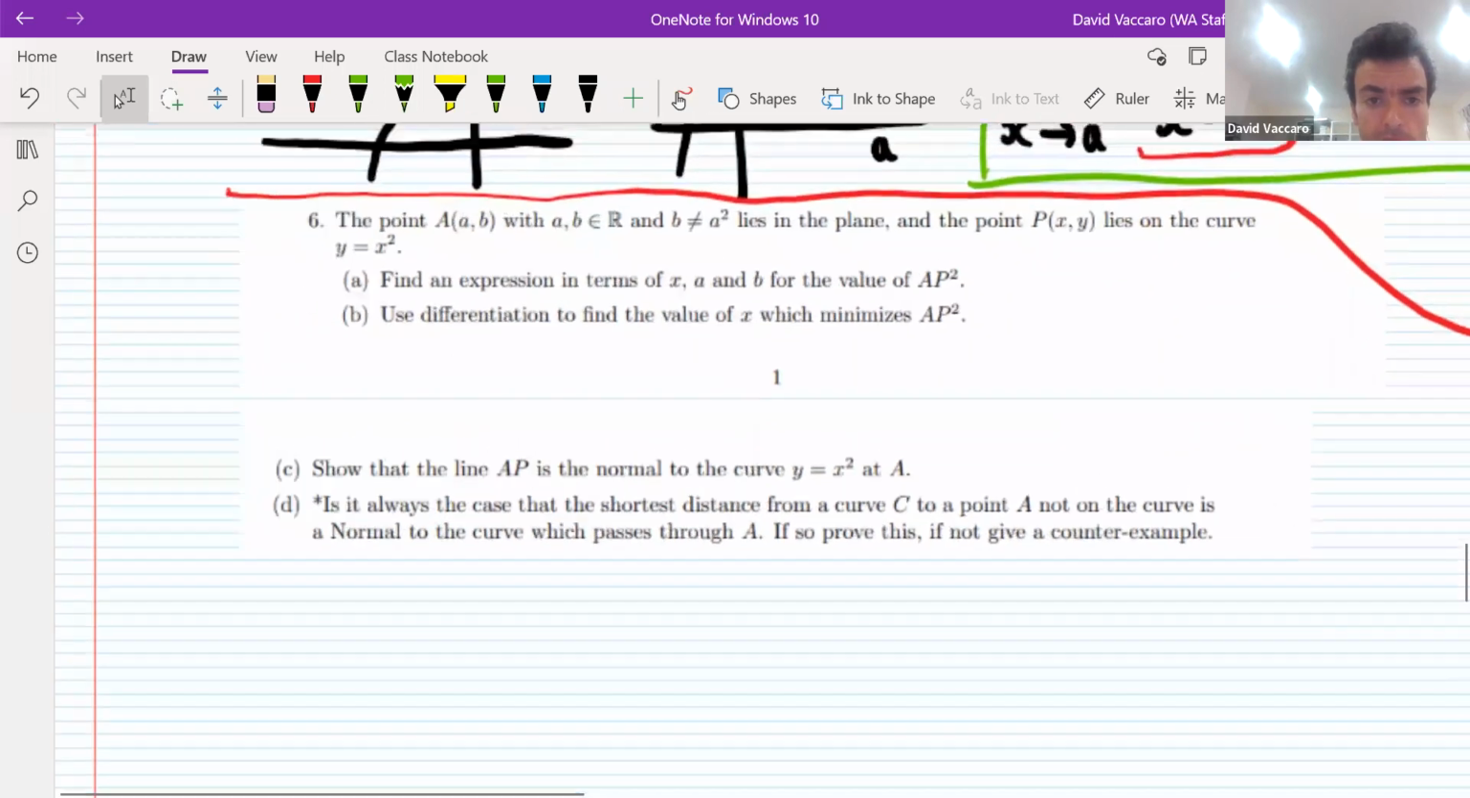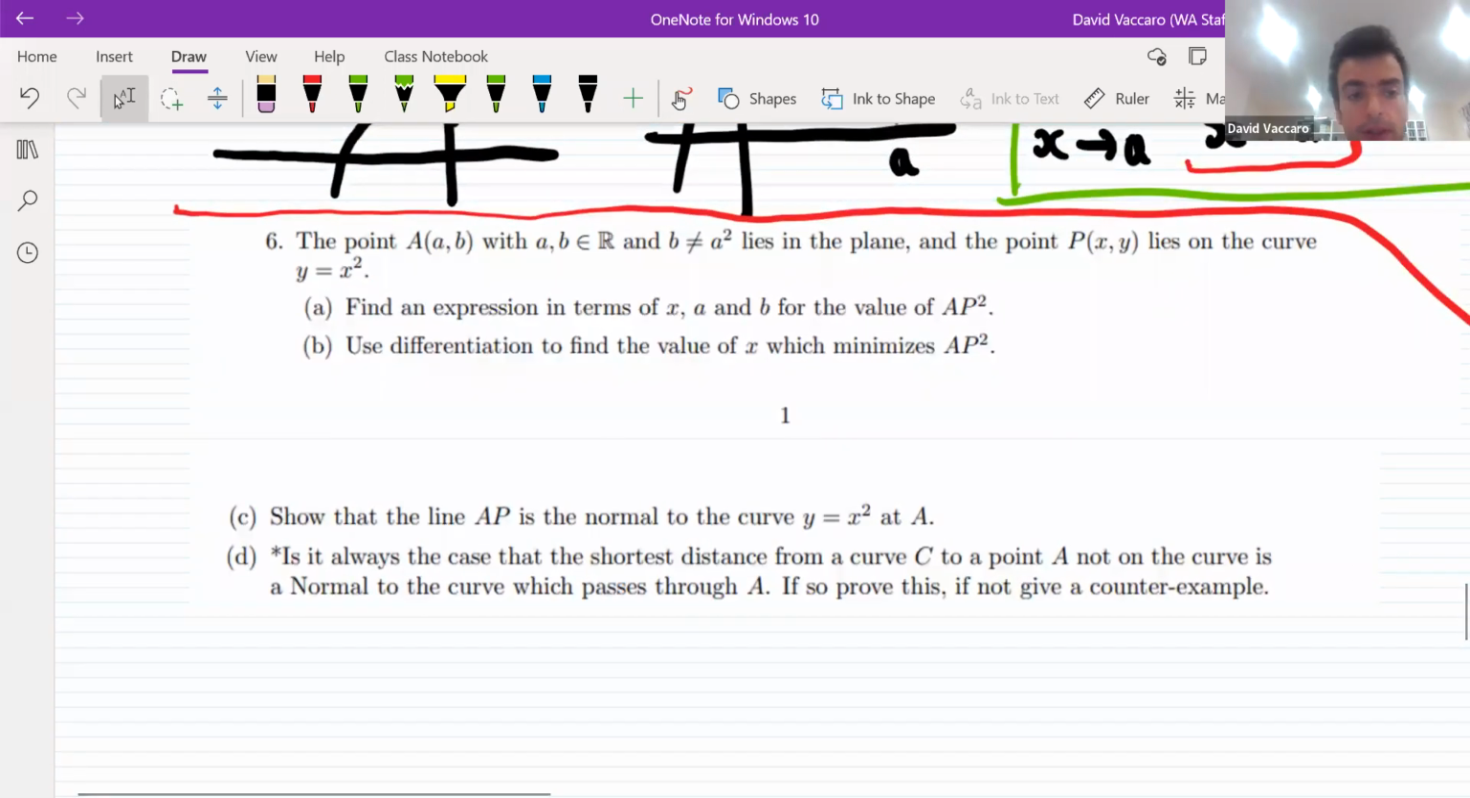Right, this is a nice little question, and this is a very good question for keeping tabs of what's a parameter, what's a variable, and so forth. So it says, the point (a, b) with a and b in R and b not equal to a squared lies in the plane. And the point P (x, y) lies on the curve y equals x squared. Find an expression in terms of x, a, and b for the value of AP squared. And then use differentiation to find the value of x which minimizes AP squared.